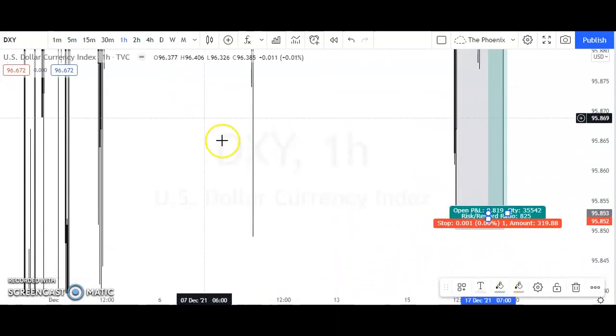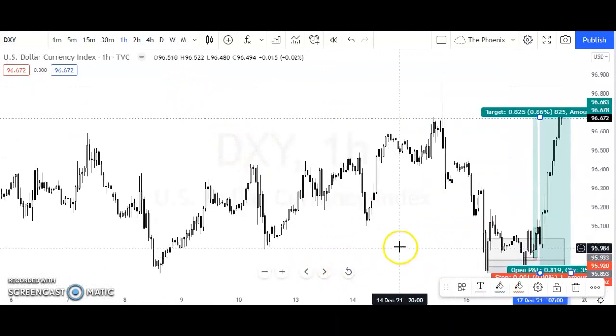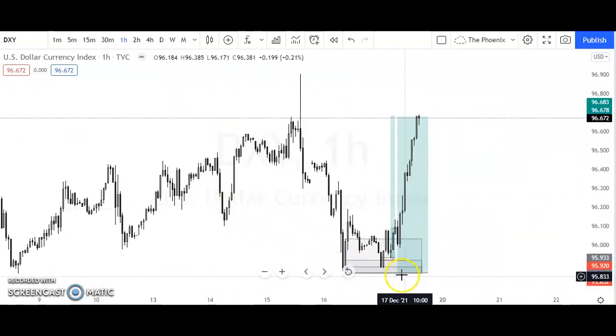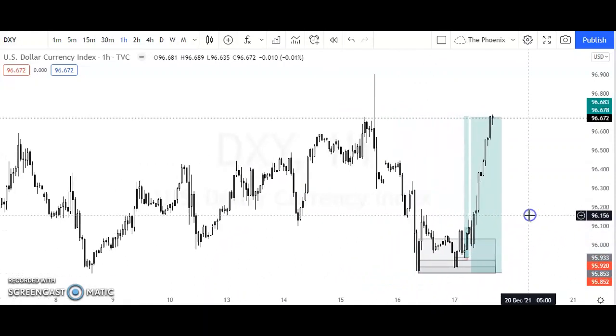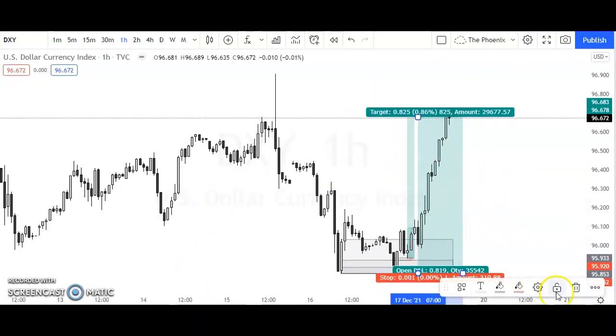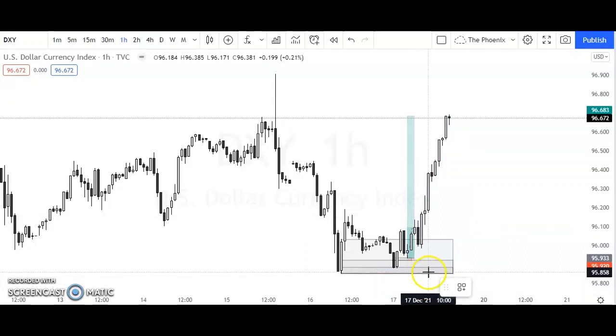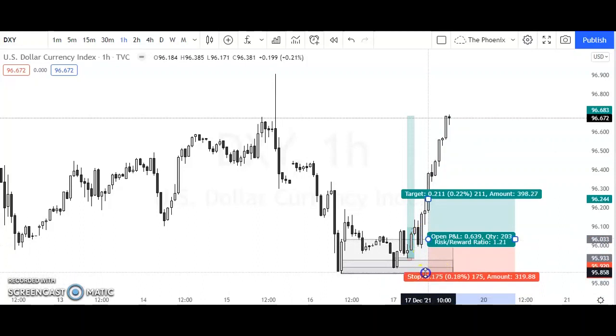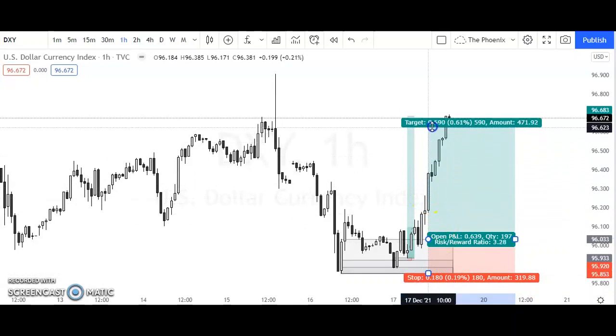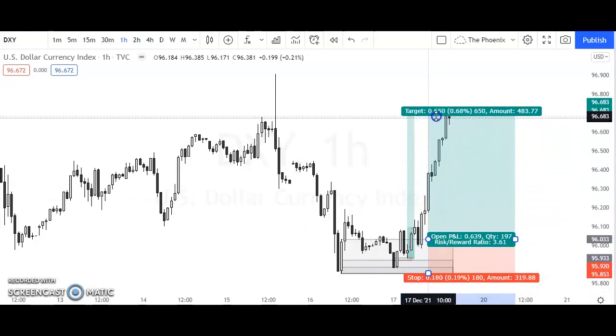I don't think that's correct. Hold on. Oh, I didn't move this up. Let's see. This thing's correct. Let me delete that and put it back. So the entry would have been here. Stop loss would have been here. Didn't realize what I was doing. And of course, take profit here.